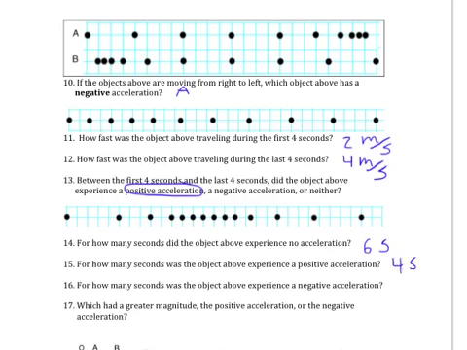And for how many seconds did it experience a negative acceleration? So it must have been slowing down in the positive direction. So we have 1 second, 2 seconds, 3 seconds, and then it stays constant. So the answer is 3 seconds.